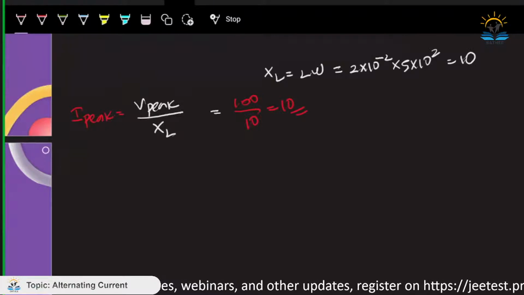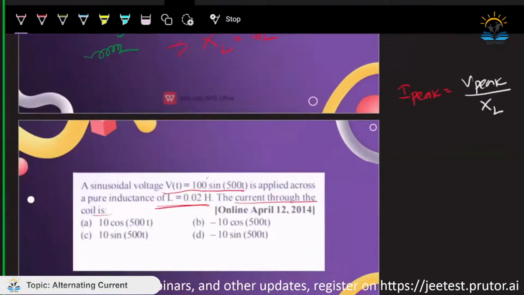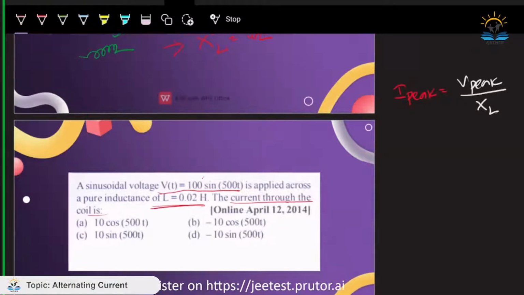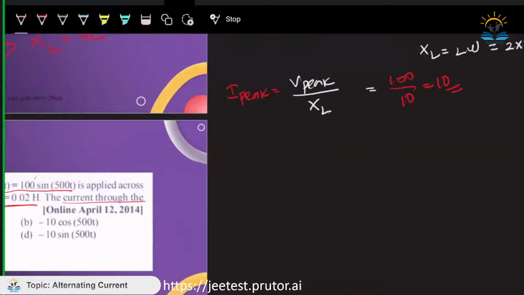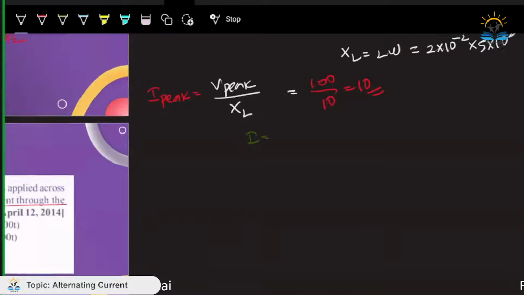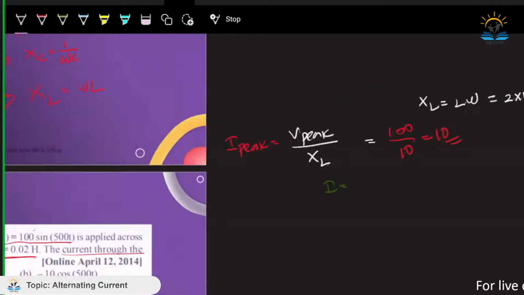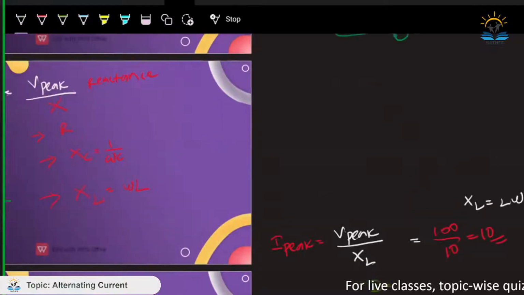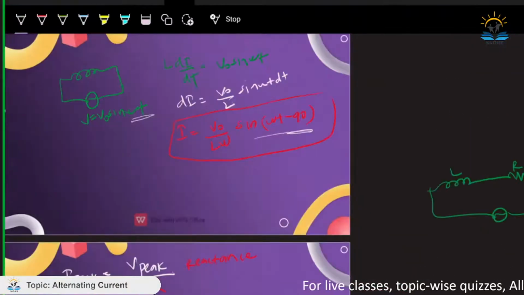So the peak value of current is 10. Okay, this is an inductor, no? So in an inductor we know that voltage is leading and current is lagging.